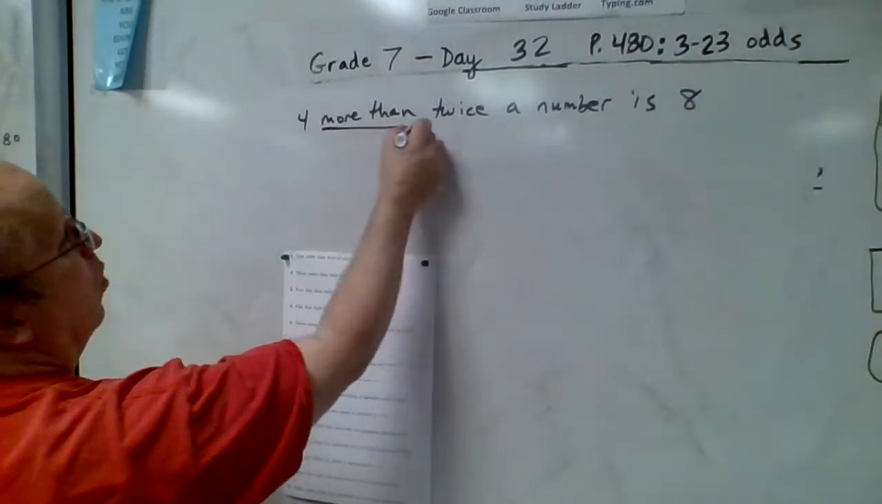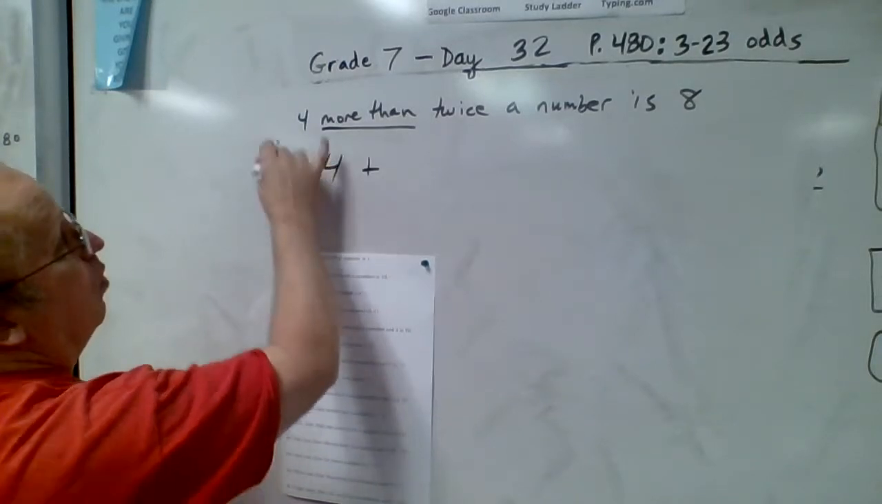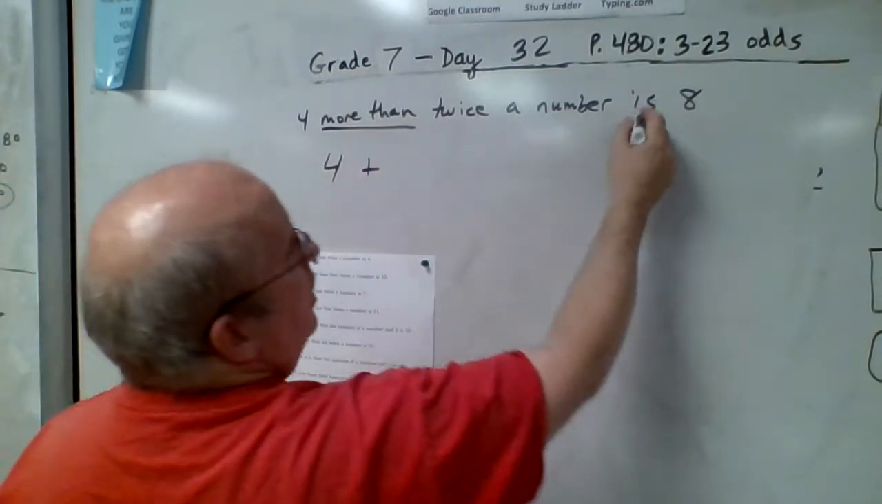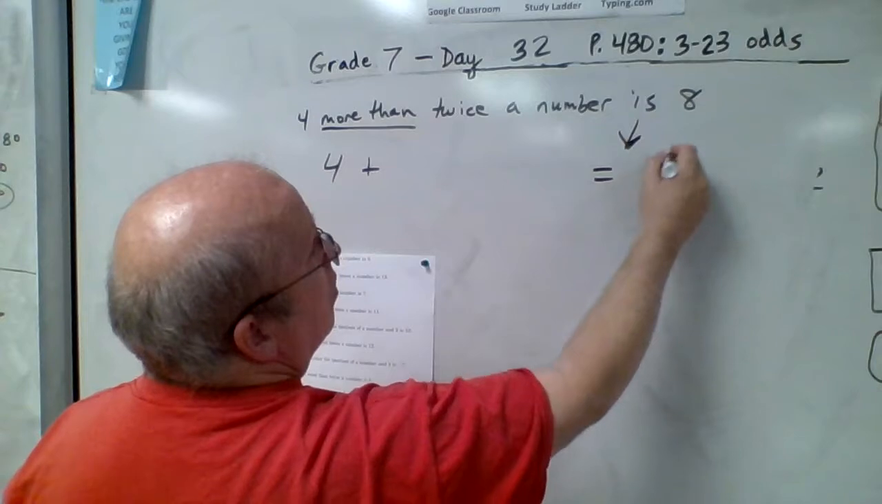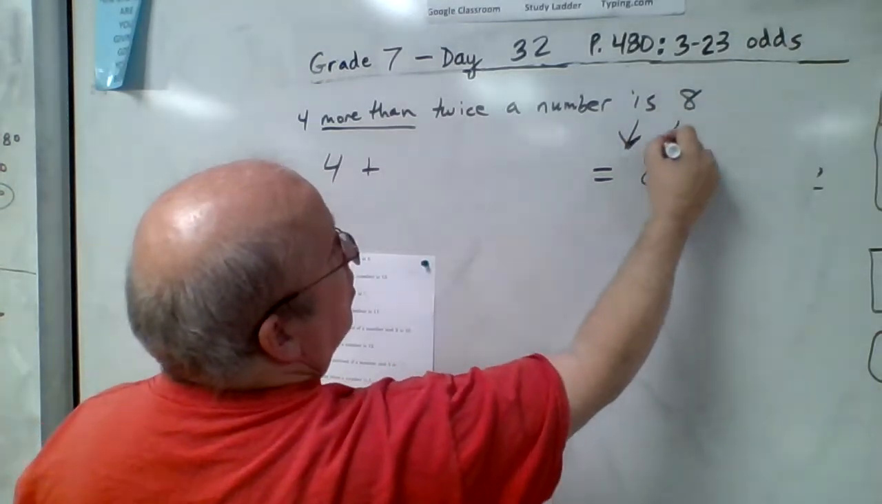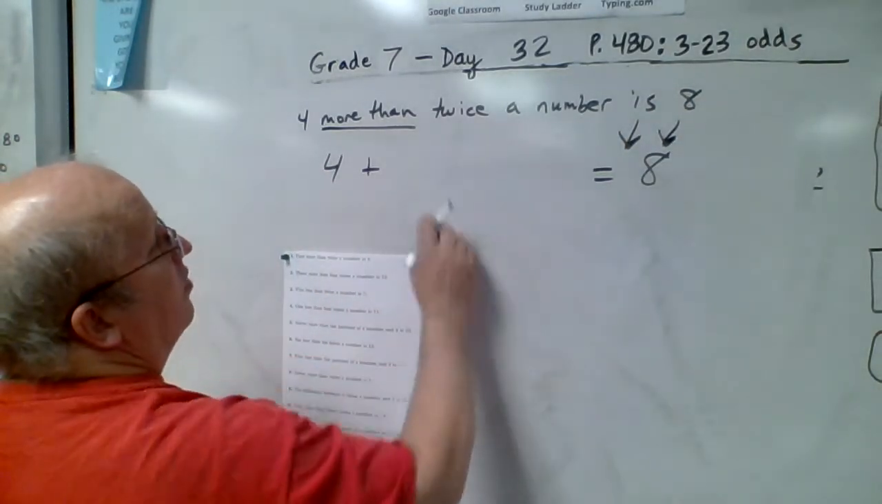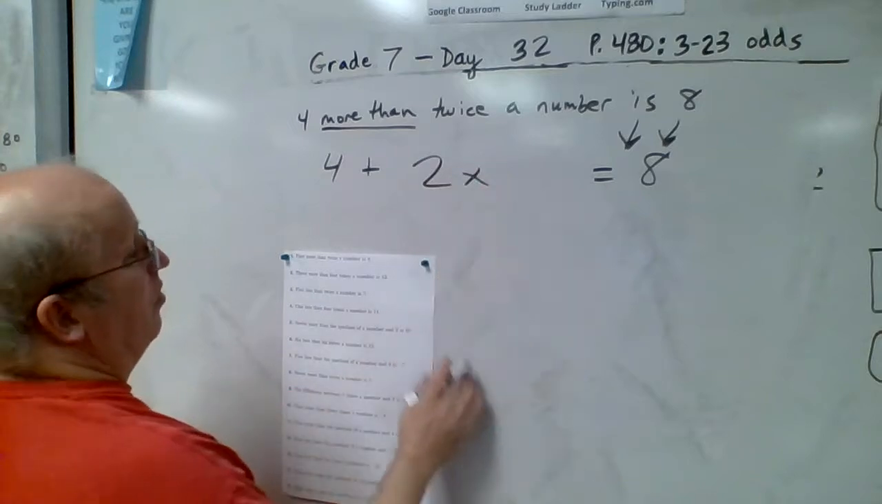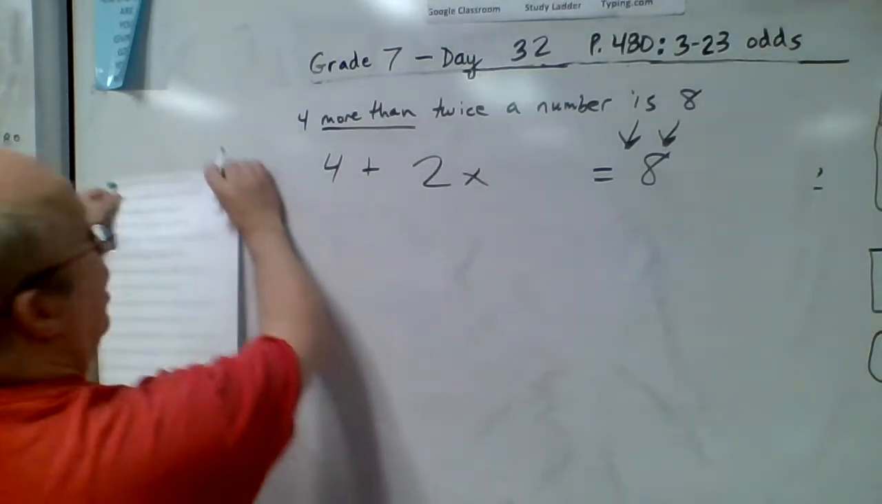Well, that's a plus sign, right? 4 plus. Here's our equal sign right here, right? Equals the 8. What are we going to do with twice a number? How about 2 times x? Twice a number. Let's get this out of the way.